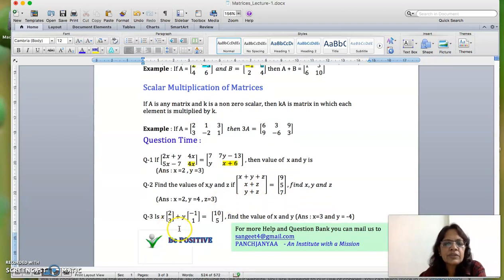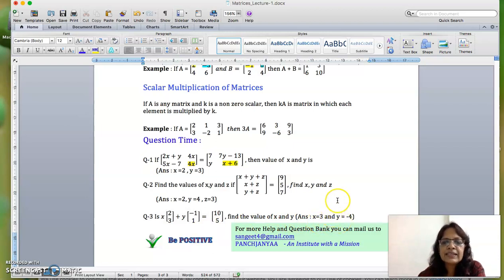And now this third question uses all these concepts. We will do scalar multiplication first, 2x, 3x, then addition of matrices. All three operations are used in the third question. First scalar multiplication, the next operation addition of matrices, and the third operation will be equality of matrices, where we are going to equate elements in the corresponding positions. Do this, and the answer will be x is equal to 3 and y is equal to minus 4, right?